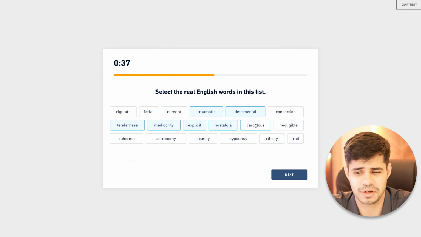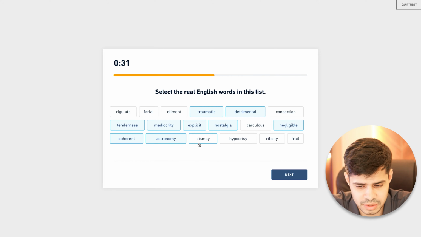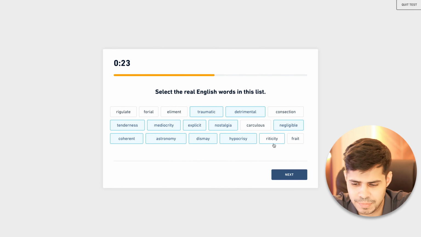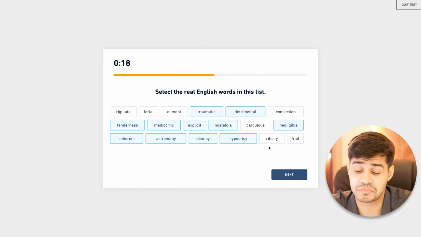I'm not really sure about this. It seems quite a lot. I'm almost 70% sure, but I'm not sure. So negligible, coherent, astronomy, dismay, hypocrisy, rheticity. Freight. Rheticity, I don't think that's a word, but it's again quite close. So calculus, rheticity, I'm not sure of these.